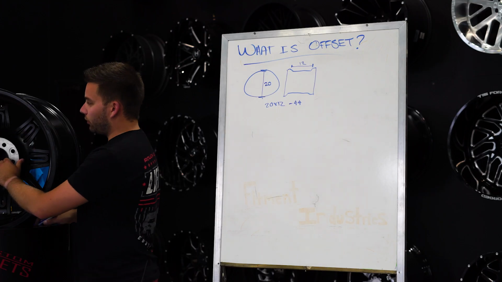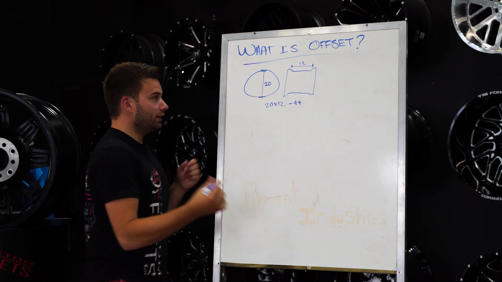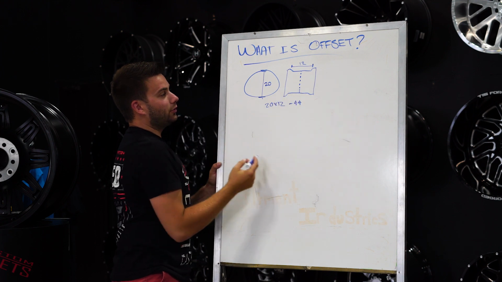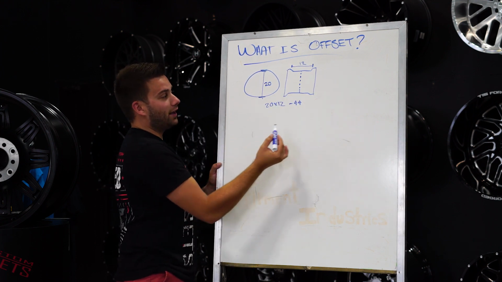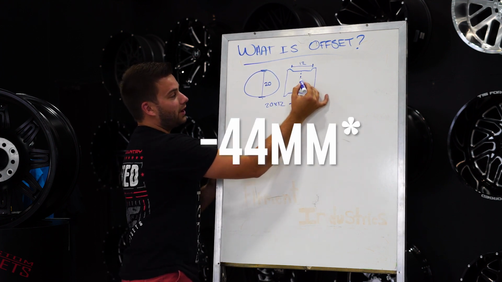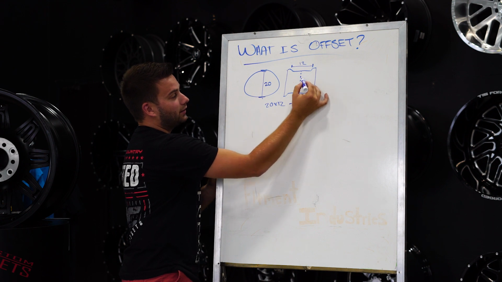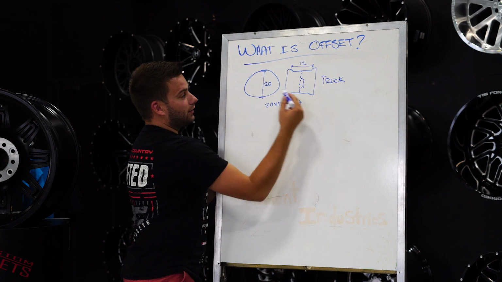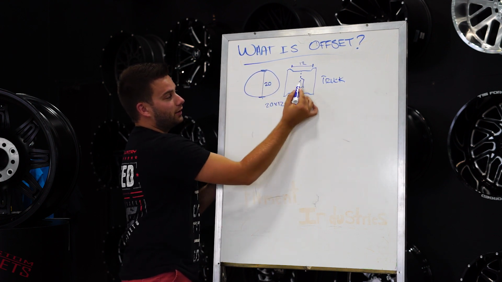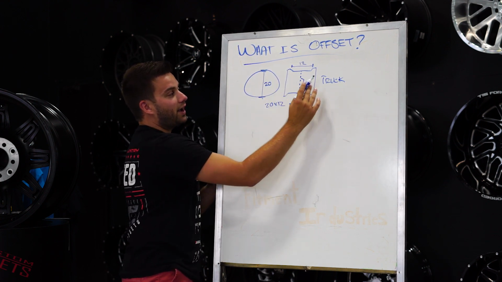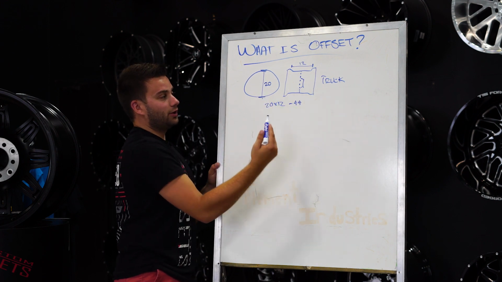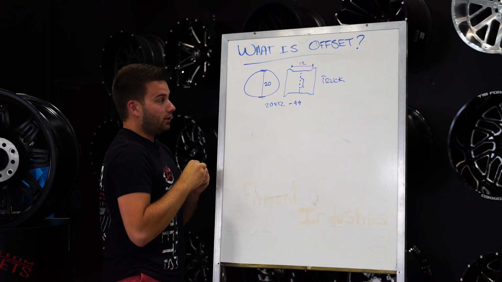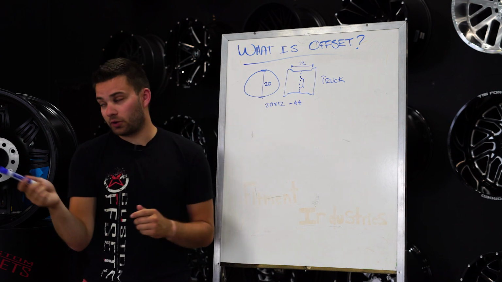So if we take a look at the whiteboard, the center of the wheel is straight down the middle. If you were to offset the pad negative 44, the pad is further back. Like this is the truck side, and this would be outside of your fender. By pushing this pad further back, you're pushing the wheel further out. So that's how you get that stance look if you're trying to push your wheels outside of your fender.